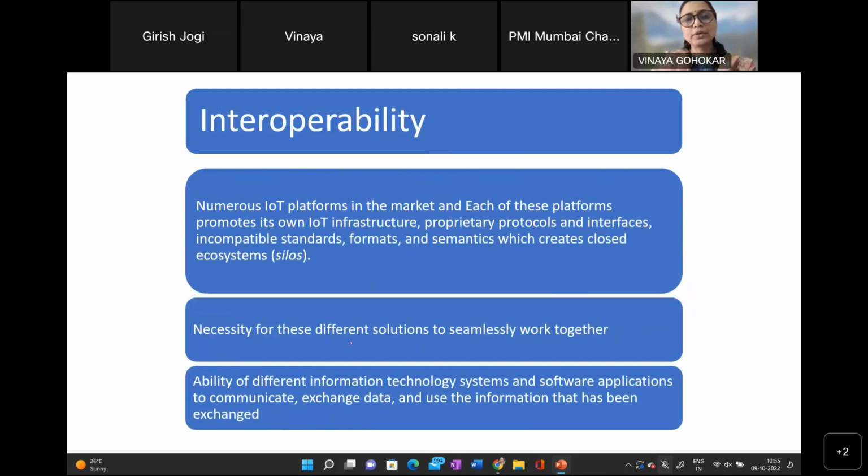Then another important issue when you go to IoT application development is called interoperability. There are numerous IoT platforms available in the market, and each of these platforms promotes its own IoT infrastructure, with proprietary protocols or interfaces and incompatible standards. So what is going to happen because of that? This is going to create a system of silos.